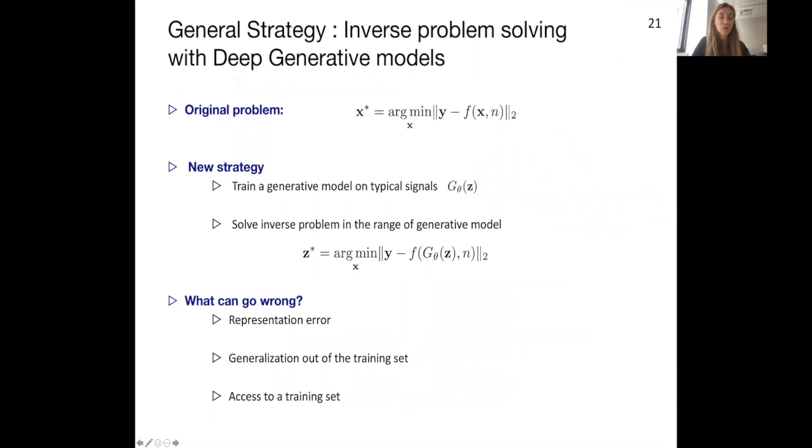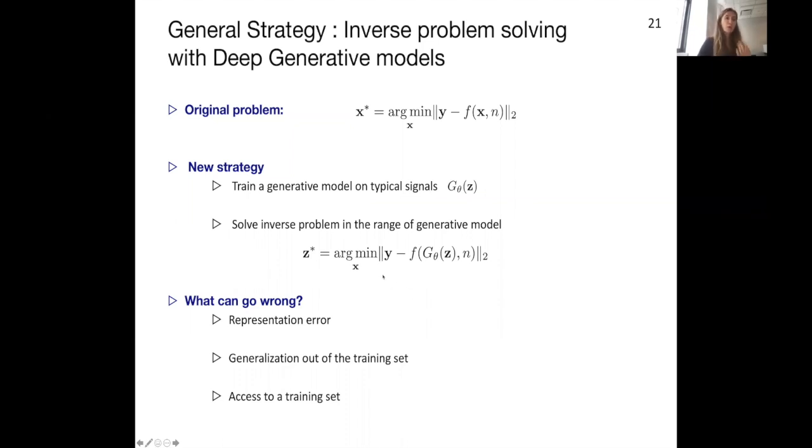Okay, so just to take a step back on the strategy, we are now going to look for solutions to the inverse problem that involve a trained generative model. So prior to solving the inverse problem, we need to have access to a data set to train our generative models. And then we are going to solve by looking for a latent representation that produces images that are in accordance with the observation.